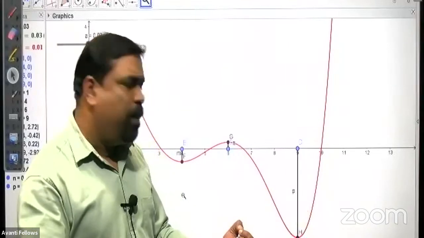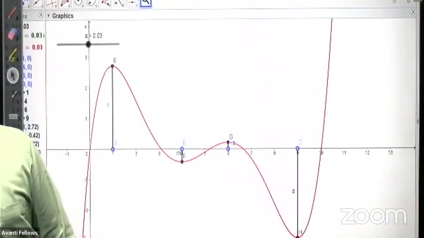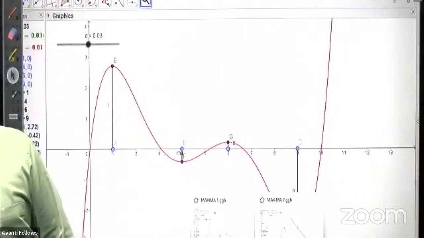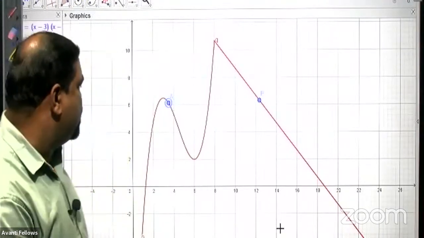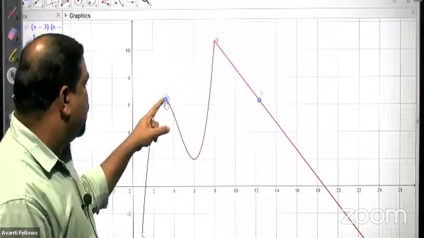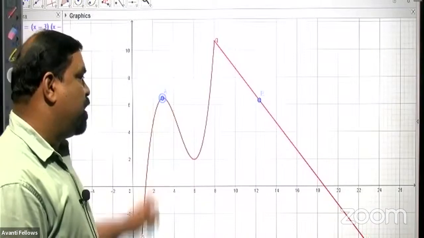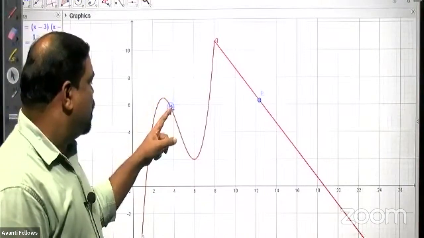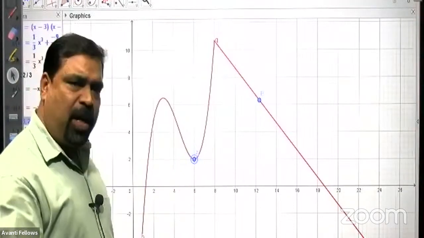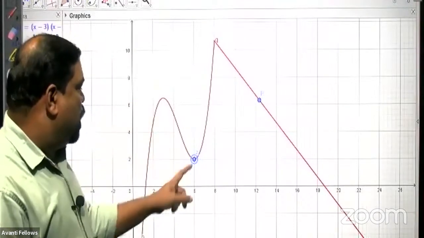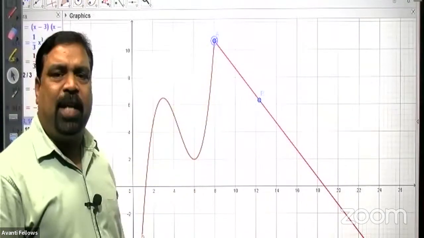Sometimes there may be a sharp edge. I will show you another. Sometimes the graph may be like this. Here also you can see that at the point around 3, the function has a turning point. Now at the point x equal to 6, again the function has a turning. And at the point 8, again the function has a turning.